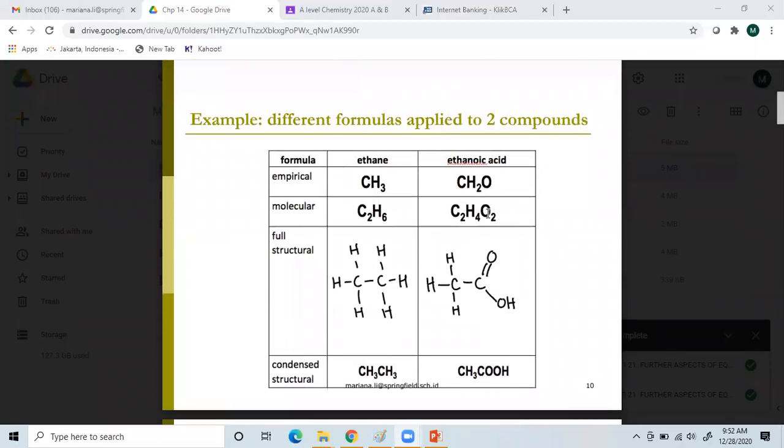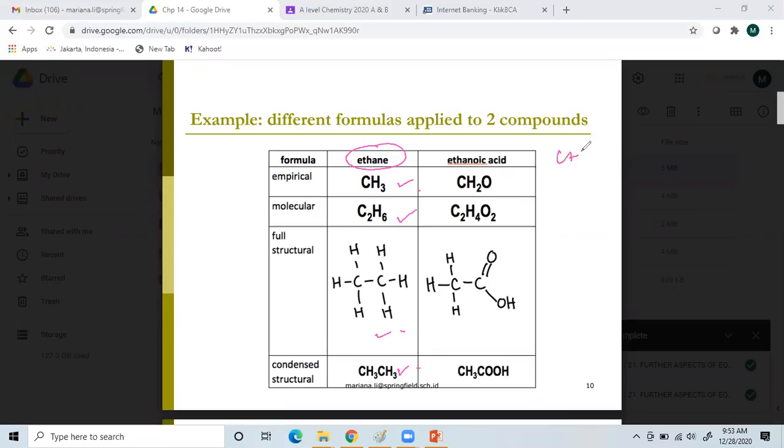So far we have already learned about empirical formula, molecular formula, and then structural formula. Structural formula can be the display formula, the condensed formula, and also the 3D formula. So for example, if we have ethane, my empirical formula is CH3, molecular C2H6. This is the display formula. This is the condensed. And just now you already learned how to draw the 3D formula.